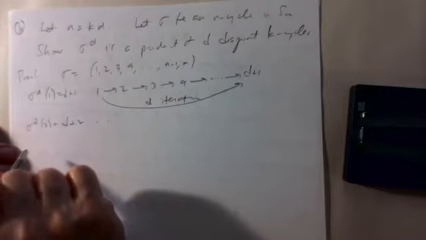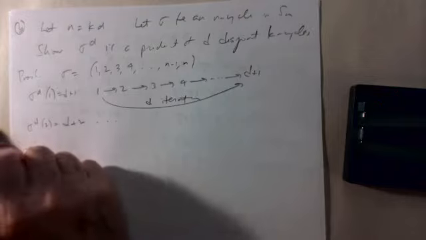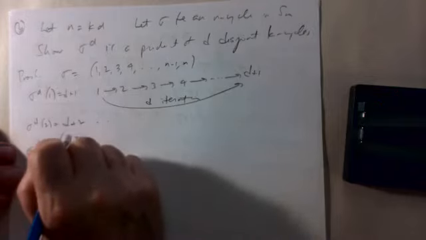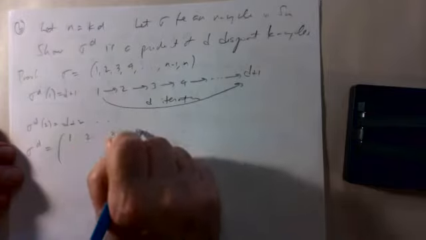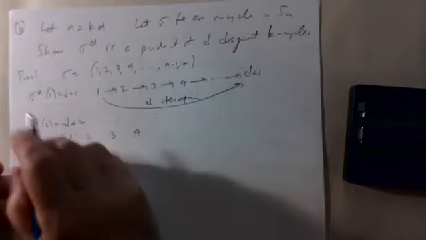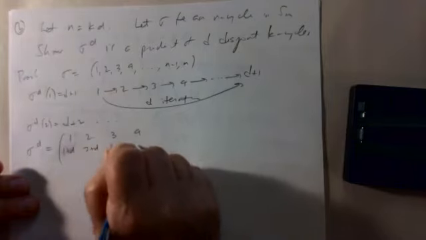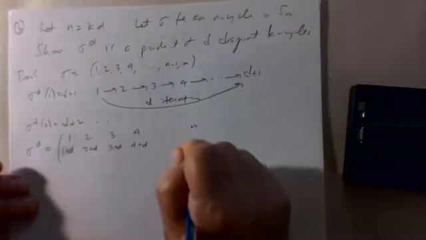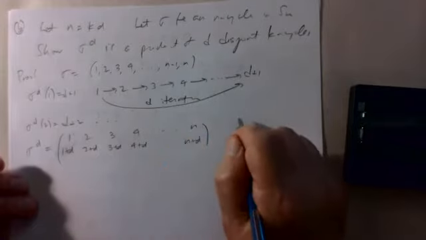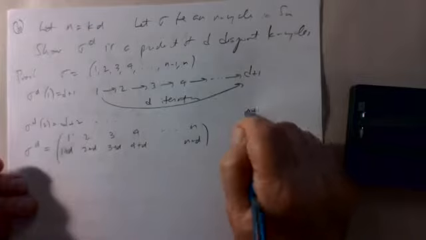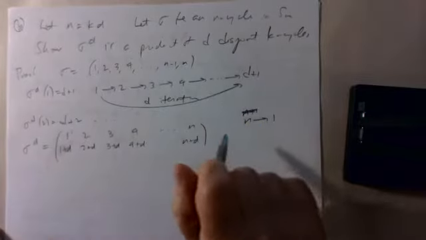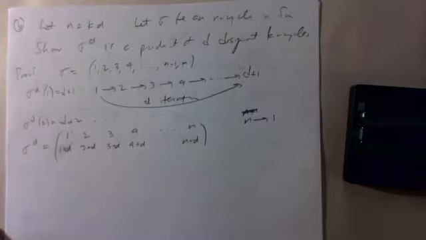So sigma to the d will look like this: 1 goes to 1 plus d, 2 goes to 2 plus d, 3 goes to 3 plus d, 4 goes to 4 plus d, n goes to n plus d, with the understanding that n plus n goes to 1, right? So when you get to n, it comes around.